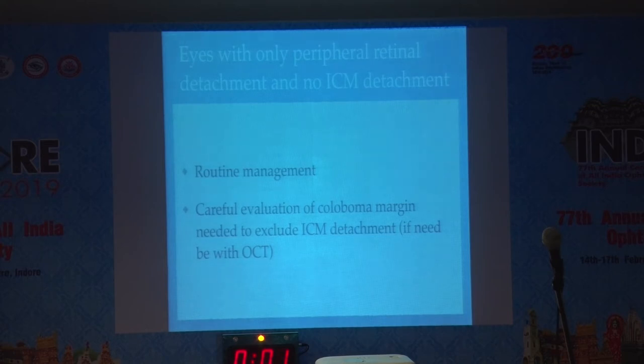So once we operate, we give routine management, careful evaluation of the coloboma margin, need to exclude ICM detachment, as I told you, if need be with those. I'm talking about only peripheral retinal detachment with no ICM detachment, where I know the cause of detachment is unconnected with the coloboma. But you're inside the eye with vitrectomy, you examine the coloboma margin very carefully to make sure there is no ICM detachment, and then you manage appropriately.